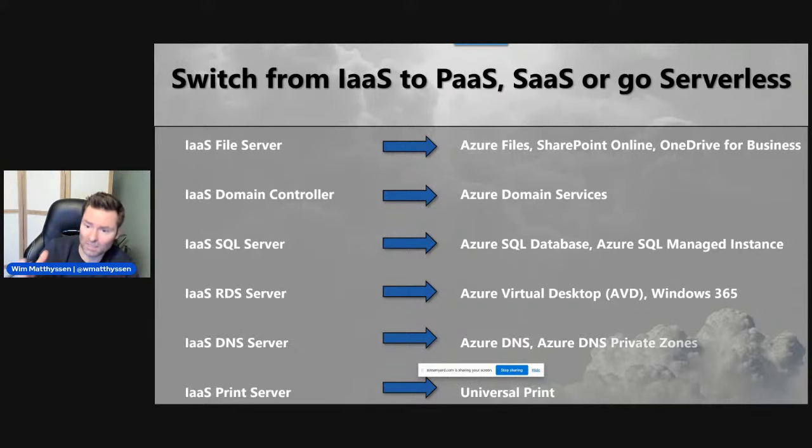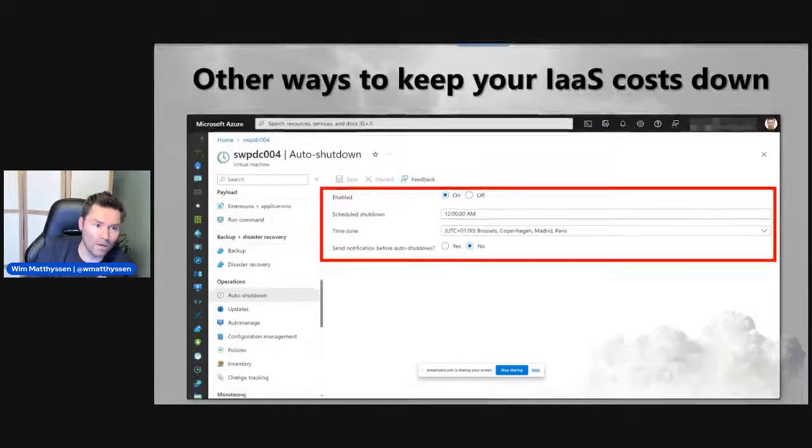If you're running IaaS DNS servers, maybe some features of those DNS servers can be moved to Azure DNS or Azure private DNS zones. And print server, not a resource you should be running, or not a workload you should be running in Azure, but maybe you did. Try to start thinking of Universal Print, for example.